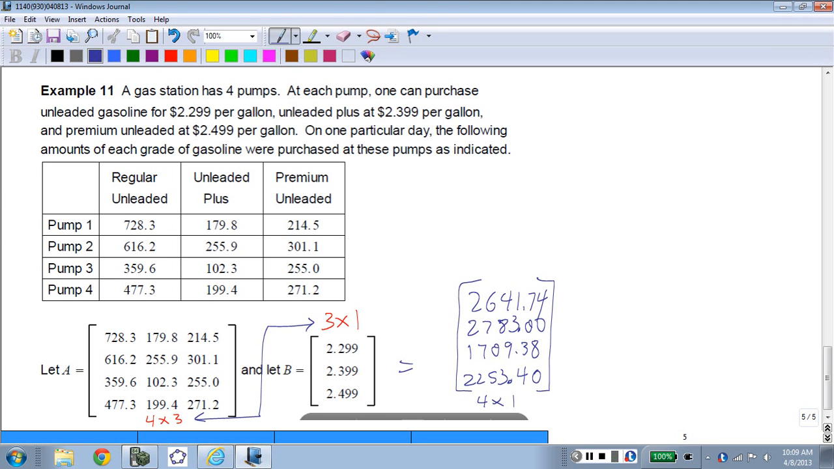So the number $2,641.74 is the total amount of revenue generated from pump 1. Revenue from pump 1.